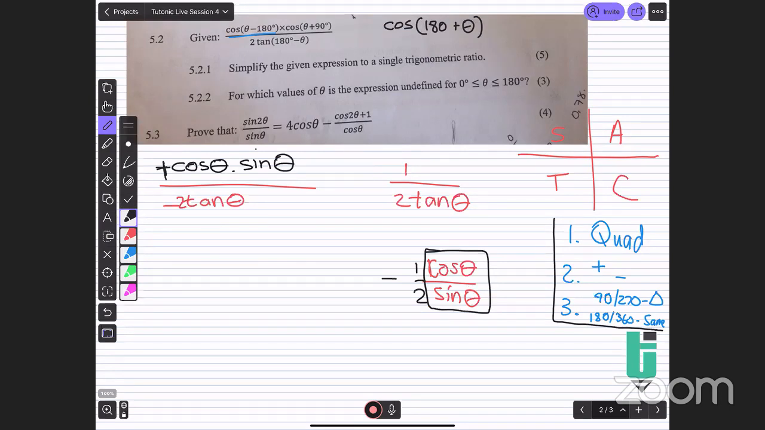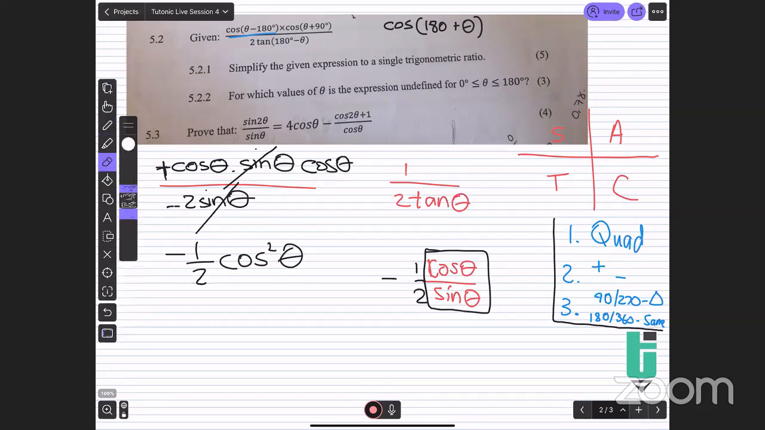So that we end up multiplying by cos on the top and minus 2 sine theta at the bottom. It doesn't actually matter where you put the minus. And then what happens? You can cancel the sines, right? And so it becomes minus cos squared theta. Okay.